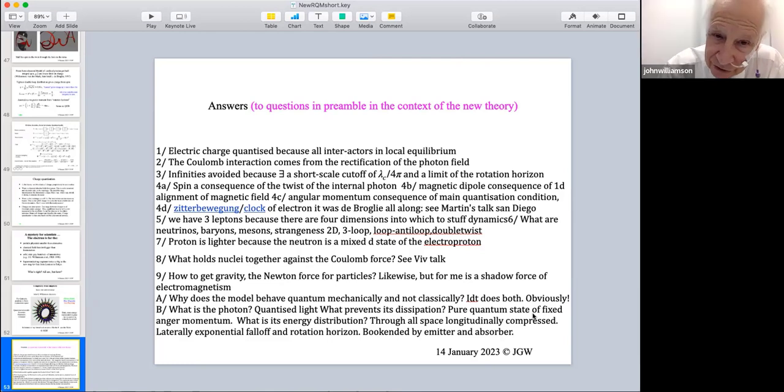The infinity is avoided because there exists a small scale cutoff of lambda c over 4 pi and a limit to the rotation horizon, which means one can do integrals of fields which simply don't diverge. It was pointed out by Dirac in the third edition, for example, of his book that lambda c over 4 pi, if one could invent a reason for it being that size, would give a quantum electrodynamics which made sense. So Dirac developed quantum electrodynamics at that stage, but he was never happy with it, and neither was Feynman, to be fair. So this is a better start. You've got the charge, so you know what the charge is.